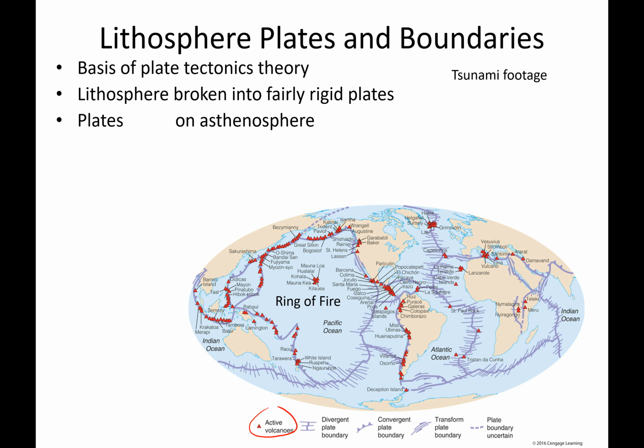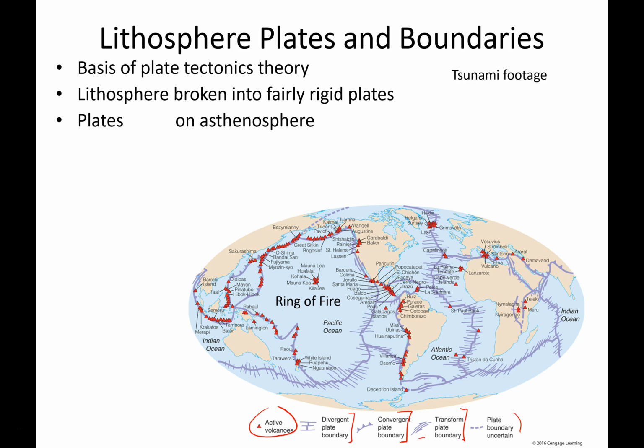Then you see where we have diverging plates have that symbol. Converging plates have this symbol. We're going to talk about the word transforming plates, or transformation, or transform plate boundary. They're moving side to side, and then this is boundary uncertain.